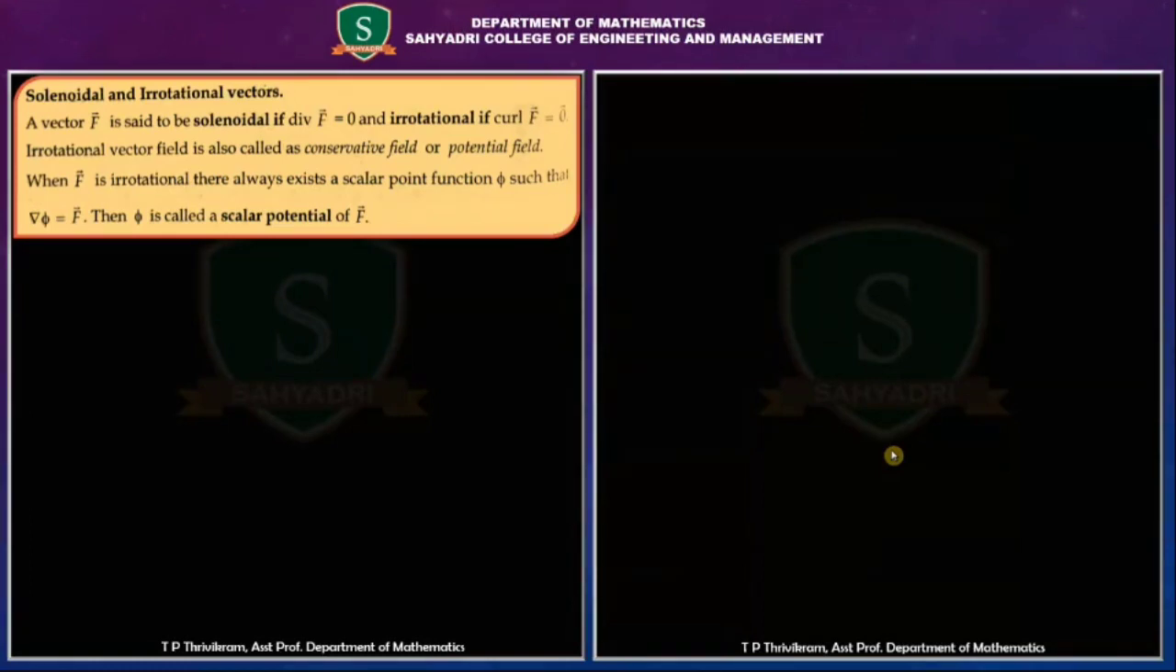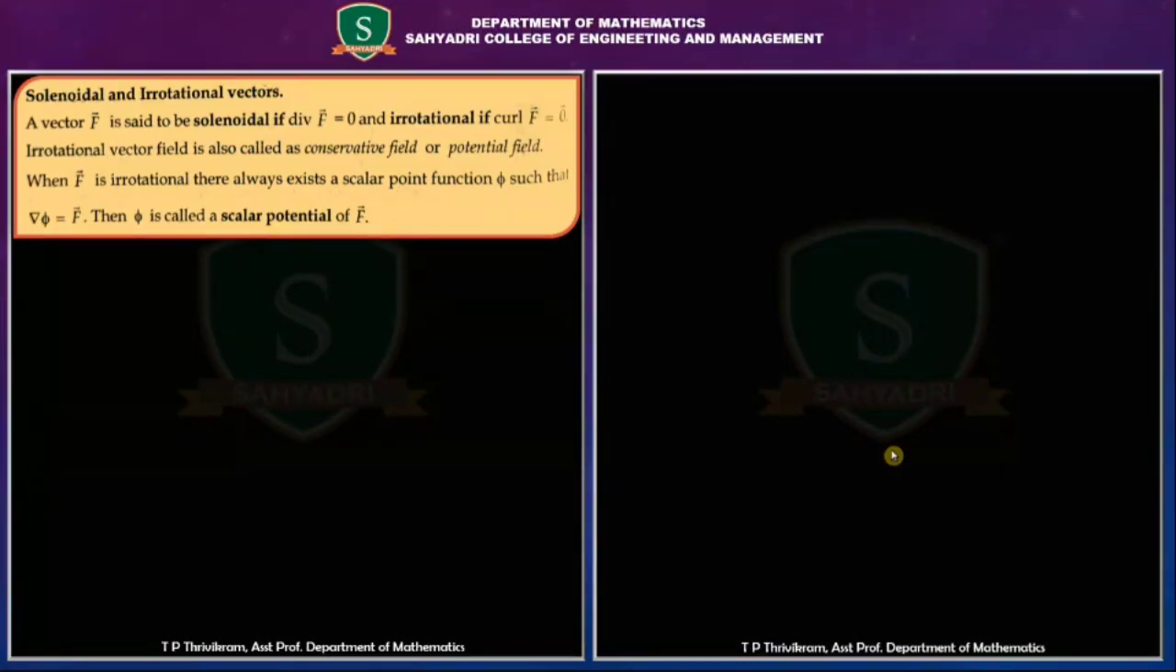The definition of solenoidal is that a vector f is said to be solenoidal if the divergence of that vector is 0. Similarly, f is said to be irrotational if curl of f equals 0. Then that vector f is also called a conservative field or potential field. If the vector has curl f equal to 0, then we can say that vector field is a conservative field or potential field.